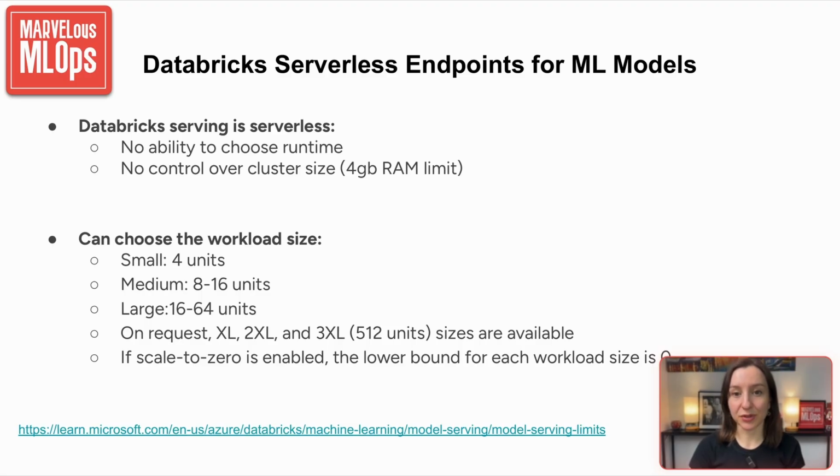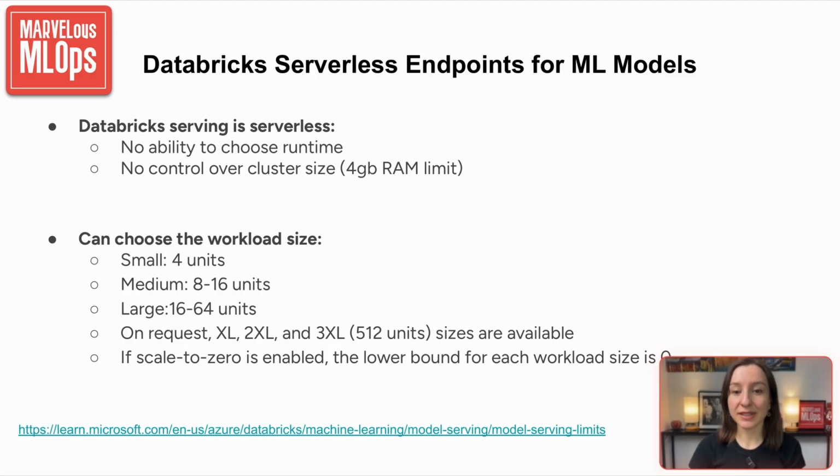This can be a constraint if your model depends on a specific library version or runtime behavior. Second, you have no control over the underlying cluster size. For example, a single replica is limited to 4 GB of RAM, which may impact large models or requests that require more memory. That said, you can choose the workload size, which determines the number of compute units allocated per replica. Databricks offers small, medium, large, and on request, extra large options like XL, 2XL, 3XL, scaling all the way up to 512 units for more demanding use cases.